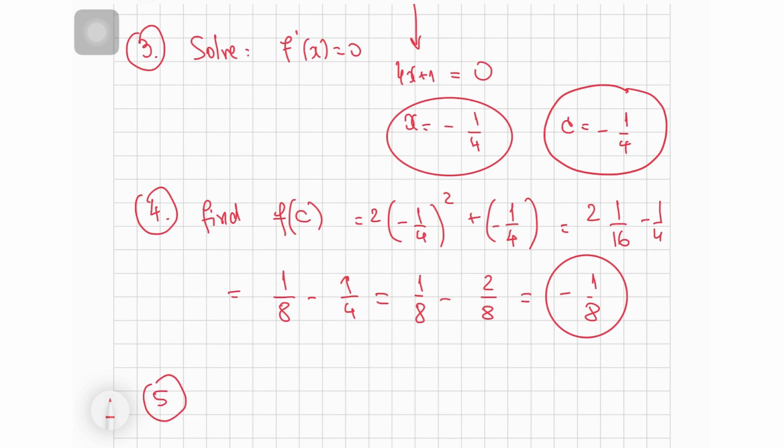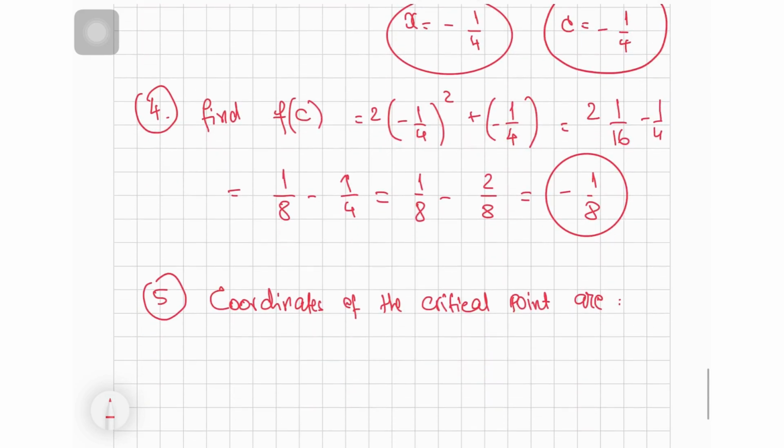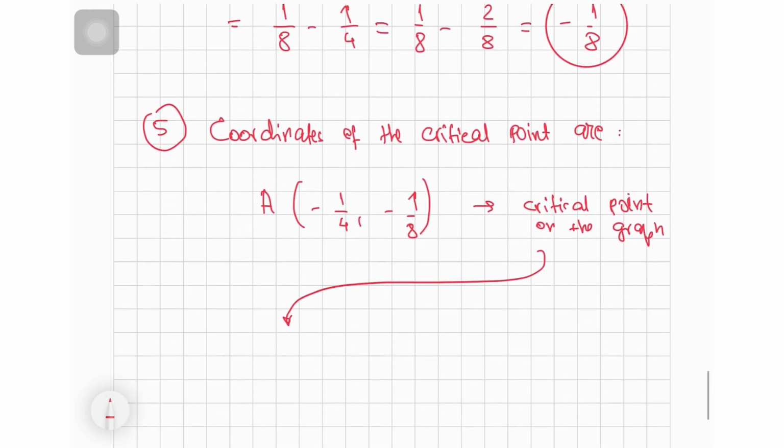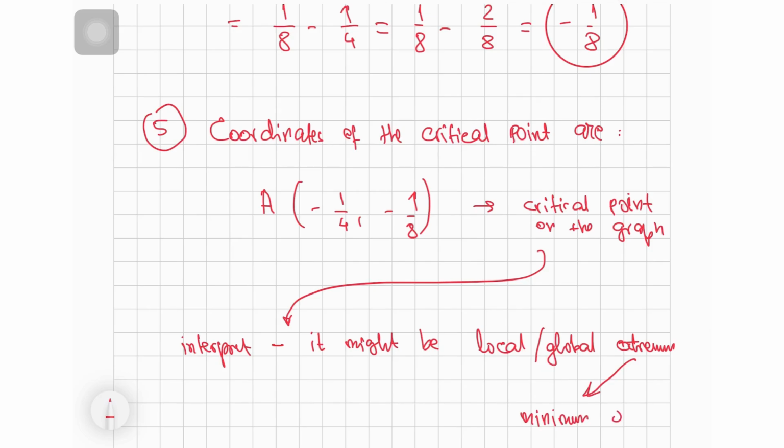So the coordinates of the critical point are minus 1 over 4, minus 1 over 8. So this is the critical point on the graph. And what does that mean? Now we can interpret. It might be a local or global extremum. An extremum means minimum or maximum. So something might be.